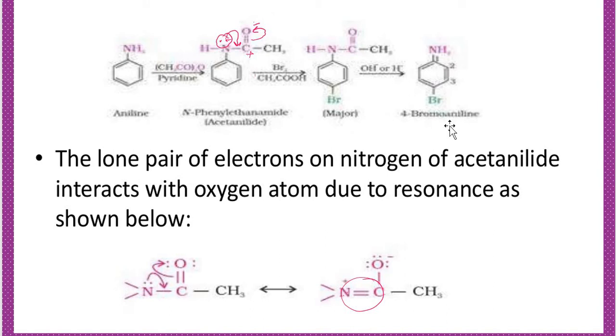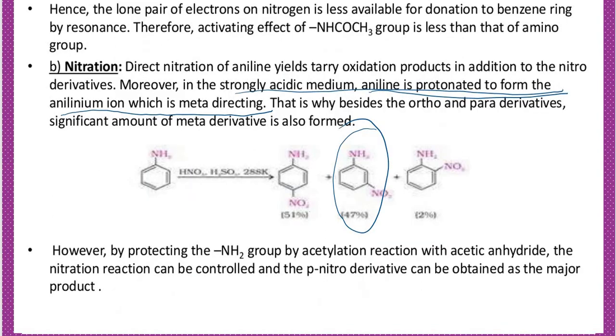For any electrophilic reaction, I can do this thing. Let's take nitration. When we do nitration, we do it in sulfuric acid. We add HNO3 and we add H2SO4 at 288 Kelvin. Now H2SO4 is an acid, so in a strongly acidic medium, this aniline gets protonated into NH3+. This protonated aniline, which we call the anilinium ion, is meta-directing. That's the reason that rather than getting only ortho and para product, we get 47% of meta product also.